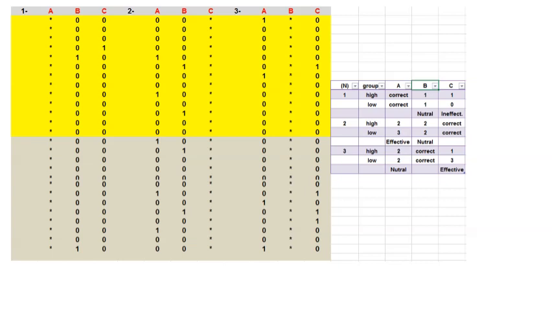C is the correct one. Item number 3, again with high and low, 2 and 2, neutral again. B is the correct answer. C: 1 from the high group and 3 from the low group. Then this distractor is effective.